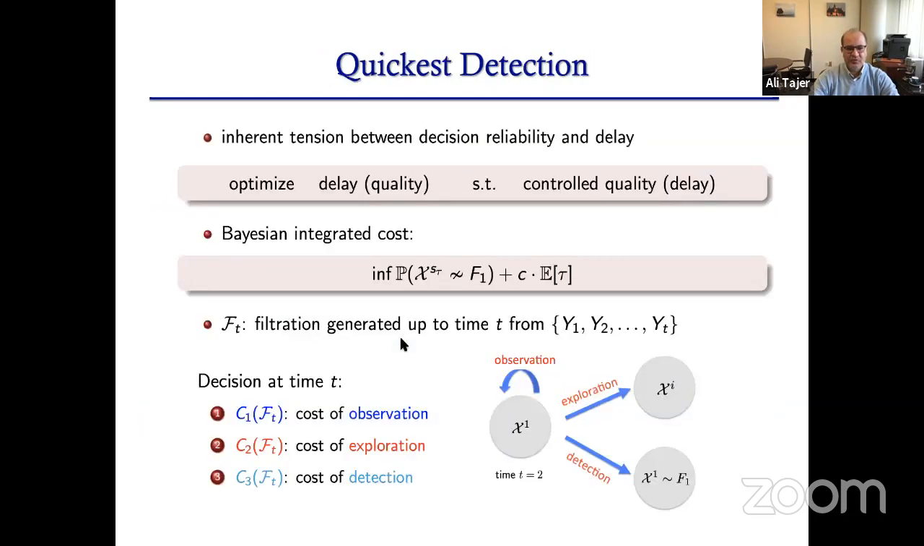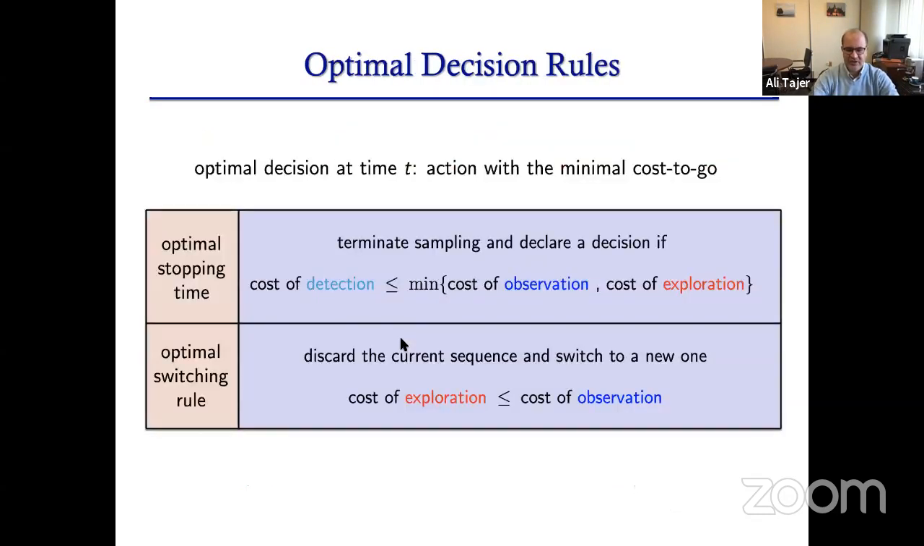So the way that we could optimize this process over time, or decide what action to take at every time, is that we dynamically form these three cost functions, and over time we compare them. Whichever action gives us the smaller cost, that is the action that we take. So if the cost of detection is smaller than the cost of observation and exploration, that is the time that we stop and we make a decision about the hypothesis. If that is not the case, then in order to decide whether we want to explore or observe, we have to see which one gives us a lower cost value.